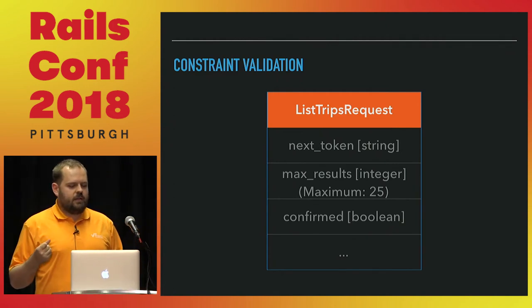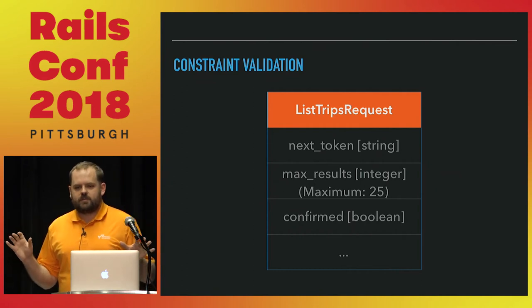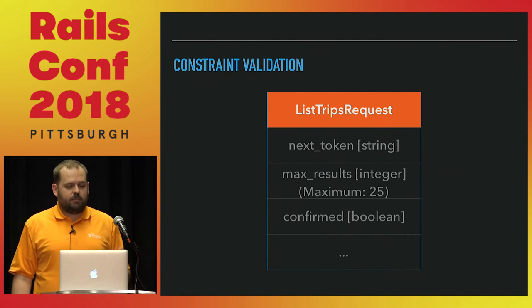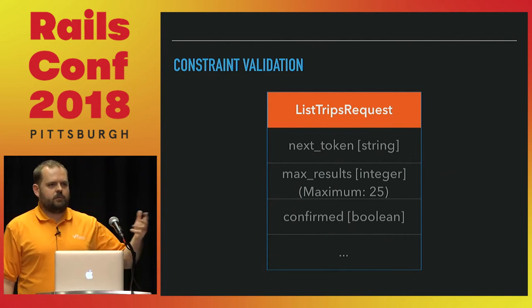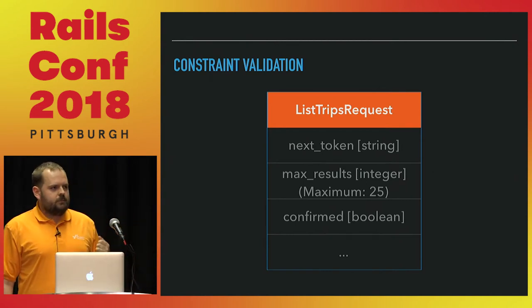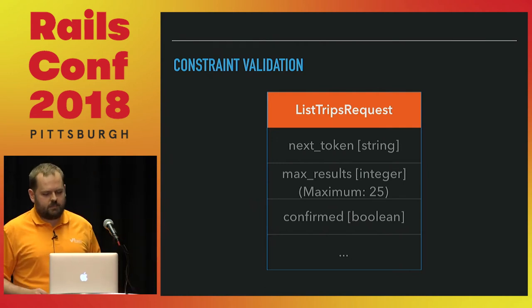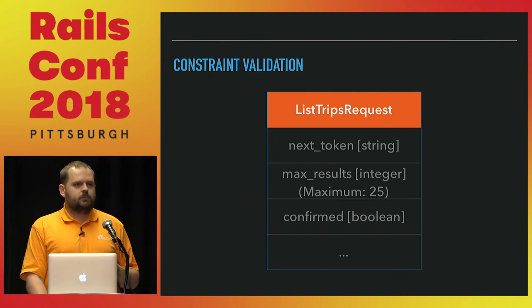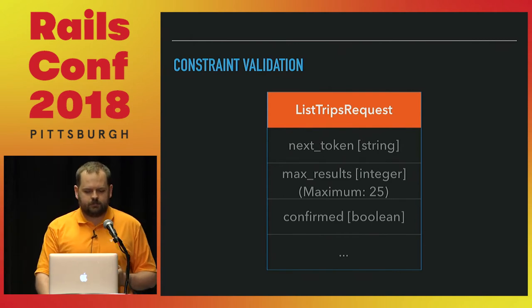So if you look again at our request for listing trips, a maximum value for max results is reasonable. So it's probably implied when you don't specify it as well. Maybe you don't validate anything on the client, but if I say 50 results, I'm going to get 25. And there's an implied maximum. So you can ask for less. You can say, give me 5 per page, but you can never ask for more.